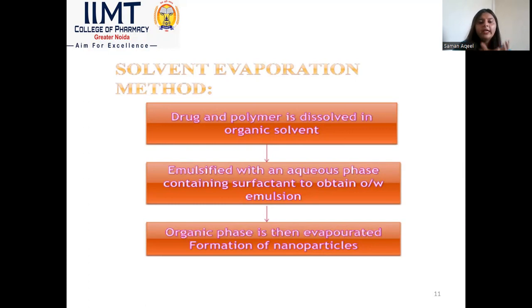The mixture which you are getting in the first step is emulsified with an aqueous phase in the second step, and a surfactant is also used to reduce the surface tension. In the last step, the organic phase is then evaporated and the formation of nanoparticles takes place. As the name of the method itself indicates, solvent evaporation method. So the solvent is evaporated and we are getting our nanoparticles.